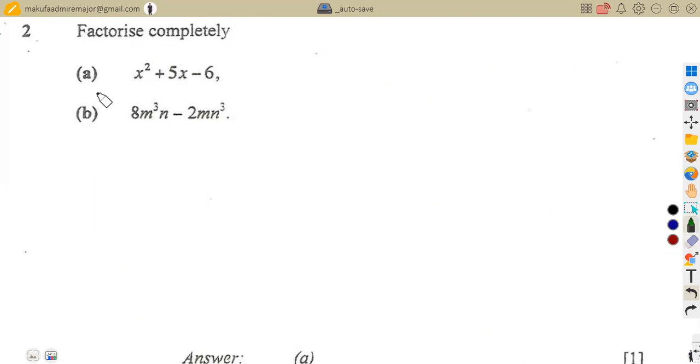We've got 1 mark for that. Then B, in this case, we're just given 2 terms. All you need is to check what is common between these 2 terms. Start with the numbers first. We are given 8m to the exponent of 3n minus 2m n to the exponent of 3. So let us check between the numbers. Do we have the highest common factor between 8 and 2? The highest common factor there is a 2.